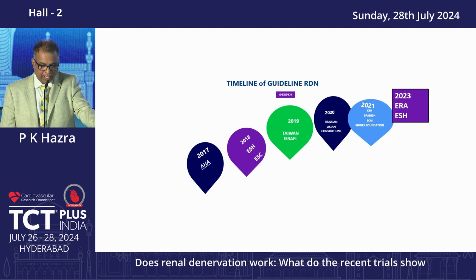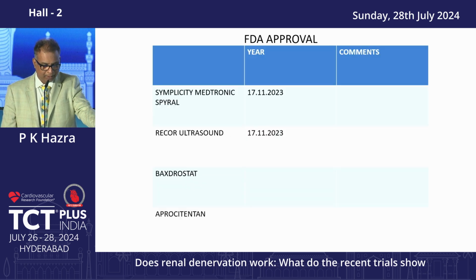And this is the timeline of guidelines. Started in 2017 with AHA, it has now been endorsed in ERA and ESH 2023. On 17th November 2023, because of the huge data, it got approval for 2 systems: one is Medtronic Spyral and the other one is ultrasonic Recor.